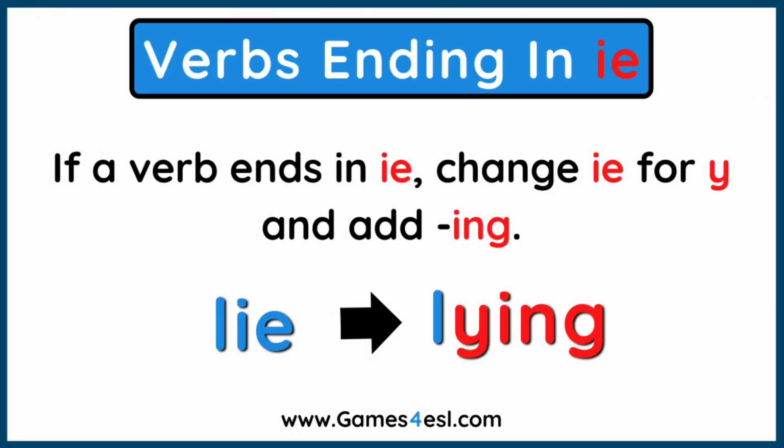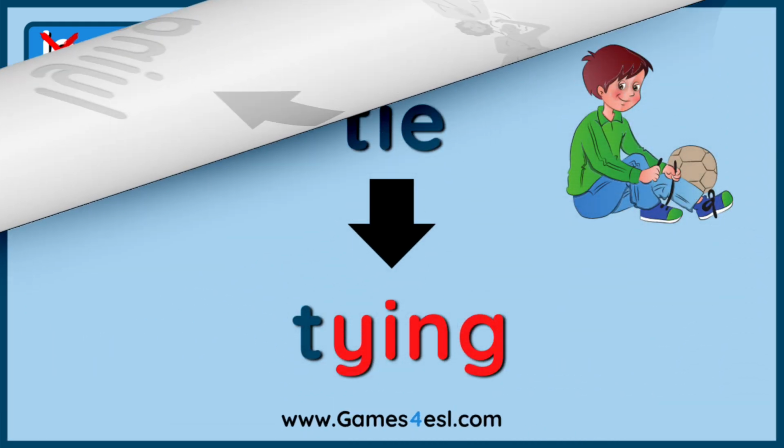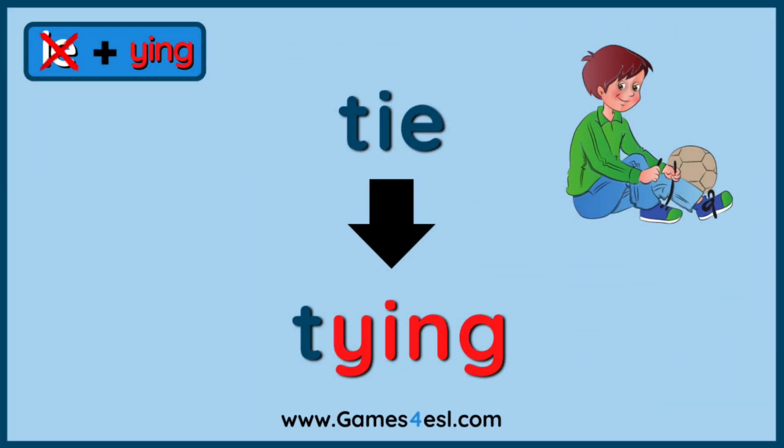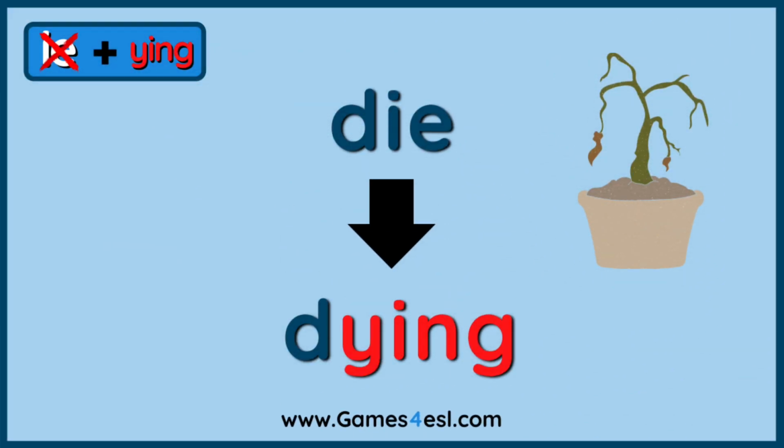If a verb ends in ie, change ie for y and add ing. Lie, lying. Tie, tying. Die, dying.